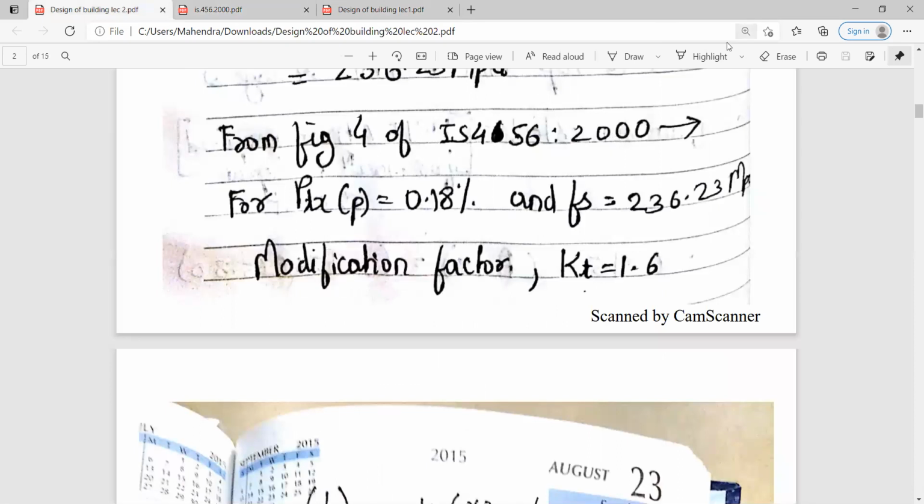So done up till here. Should I proceed further? I think everyone had got the modification factor 1.6.